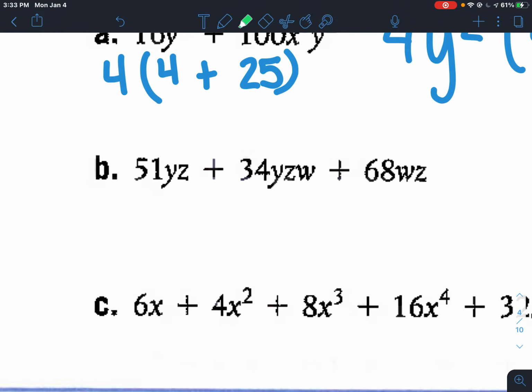Again, I'm going to look at just the numbers. I have a 51, a 34, and a 68. What number do they have in common? Again, play around with guess and check. I'm telling you it's 17.